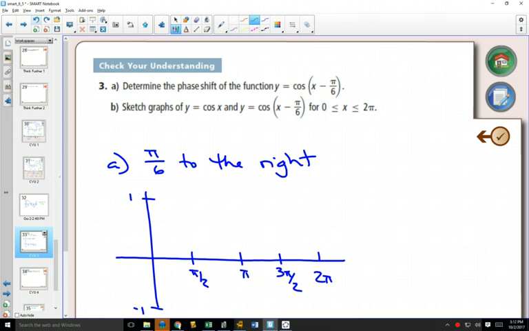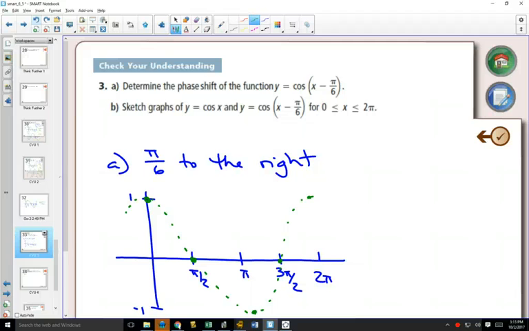And a cosine graph starts at the maximum, to the middle, down to the minimum, back to the middle, back to the maximum. I'm just going to temporarily graph it, so I'm going to use a dotted line. Are you okay with that being your cosine graph? Sure. So now we need to go pi over 6 to the right.